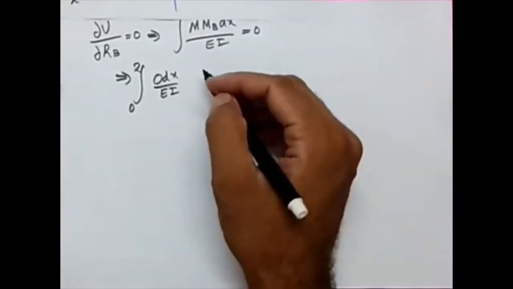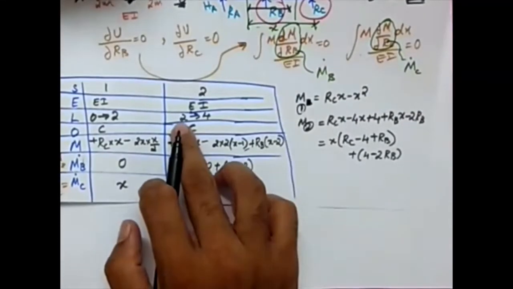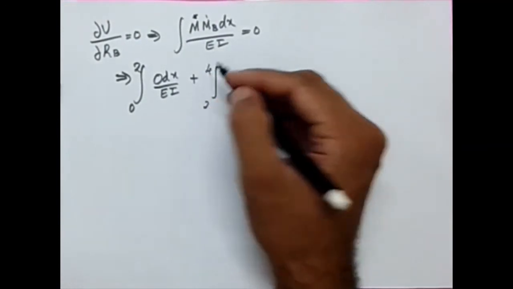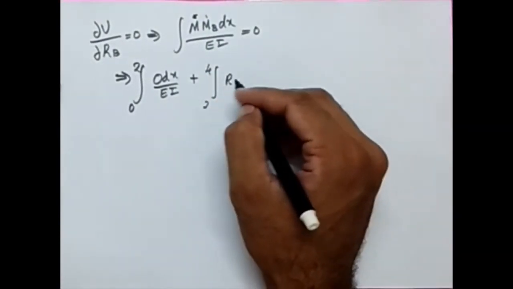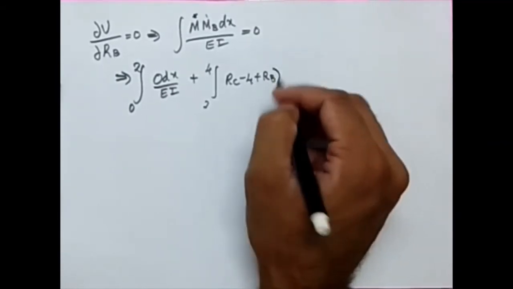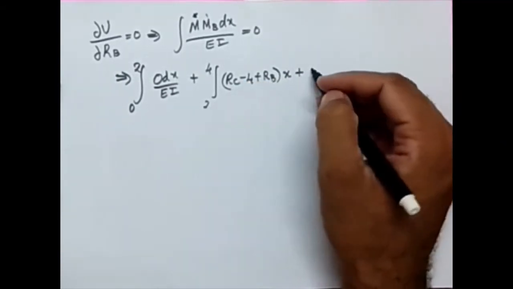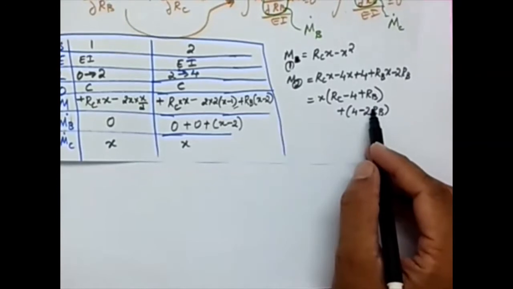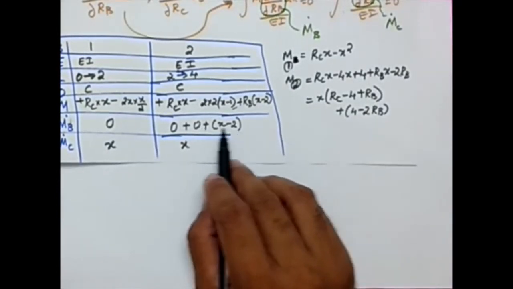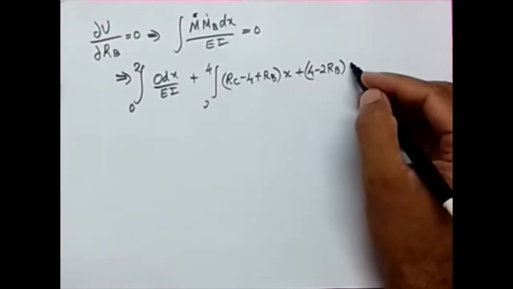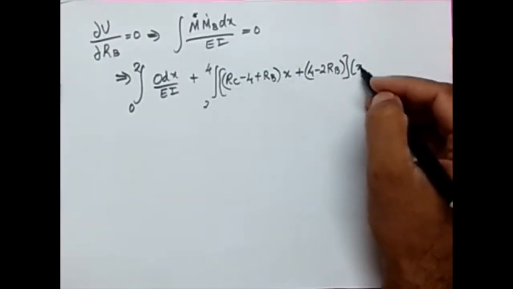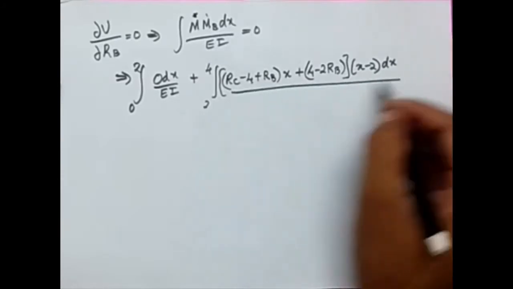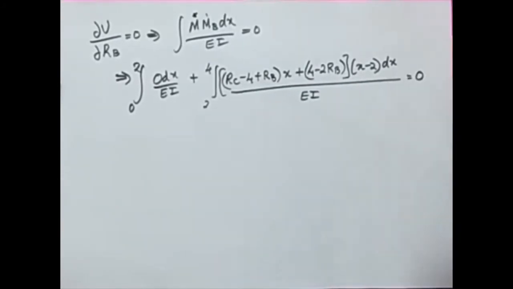Okay, so what we have is plus integral, the limit is 2 to 4, rc minus 4 plus rb times x plus 4 minus 2 rb, that is my m2, times m dot b, which is x minus 2 for segment 2. So multiplied by x minus 2 dx by ei equal to 0. Okay, so that's what the expression dou u by dou rb equal to 0 gives.